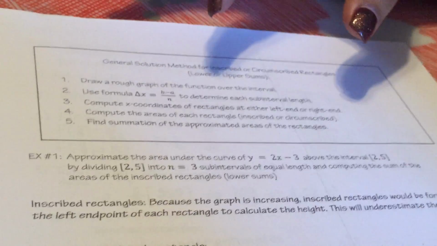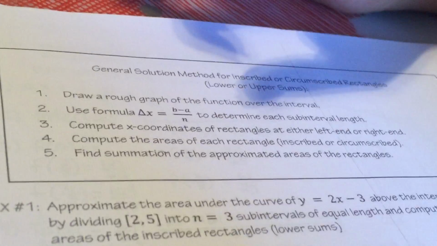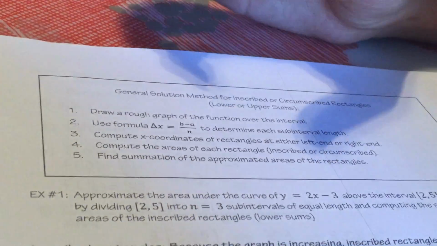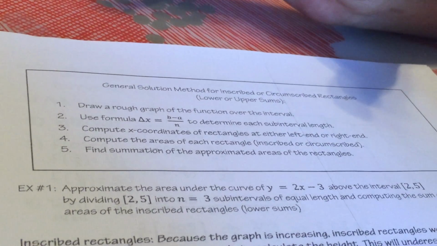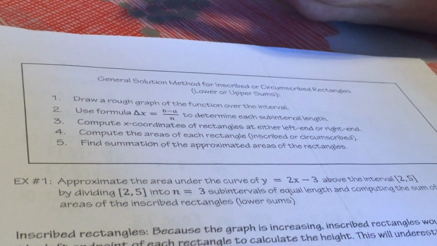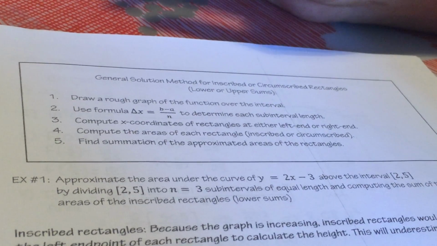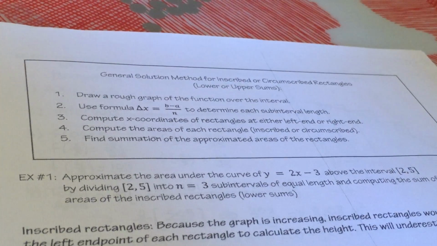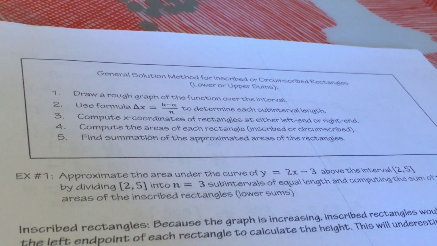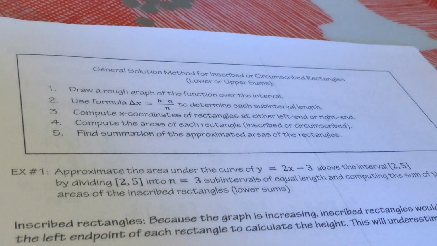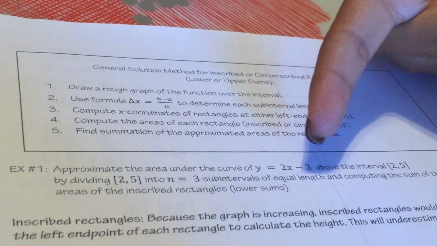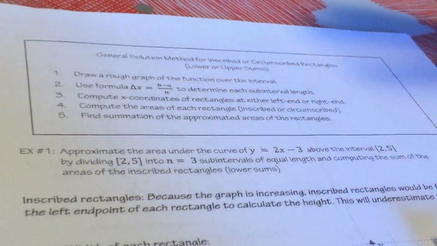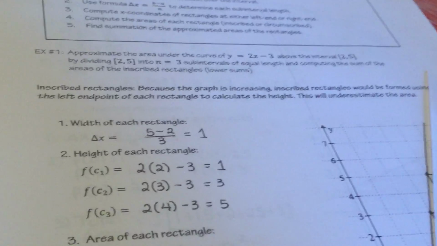So now let's look at example 1. Approximate the area under the curve of y equals 2x minus 3 above the interval 2 to 5 by dividing the interval 2 to 5 into n equals 3 subintervals of equal length and computing the sum of the areas of the inscribed rectangles, meaning they want us to find the lower sums. So the very first step is we draw out the function, which is a linear function with a y-intercept of -3 and a slope of 2. Pretty basic, which is what we have here.